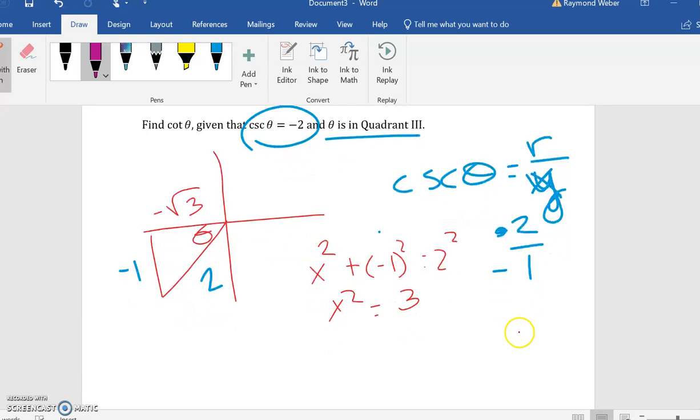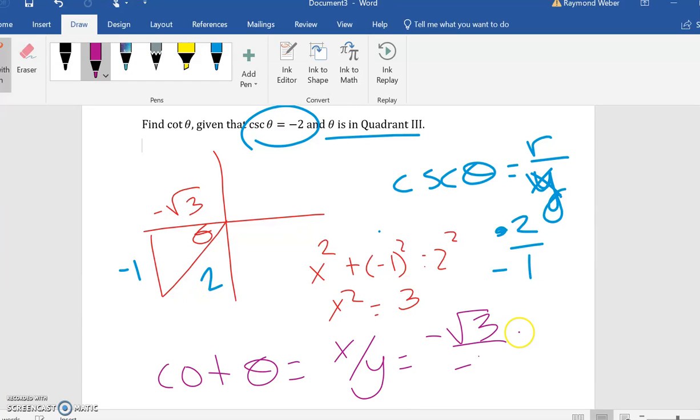Now once I have this, then I can go back and I can find cotangent theta, which is x over y. So in this case, -square root of 3 over -1, which is the square root of 3. And that's what we want to do.